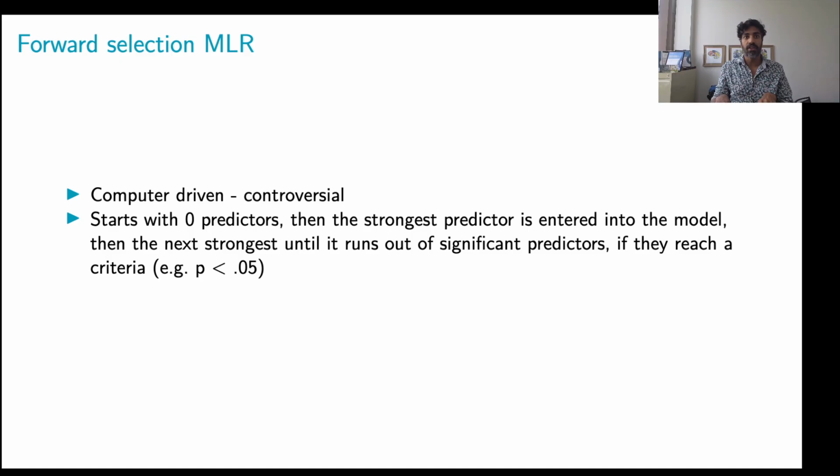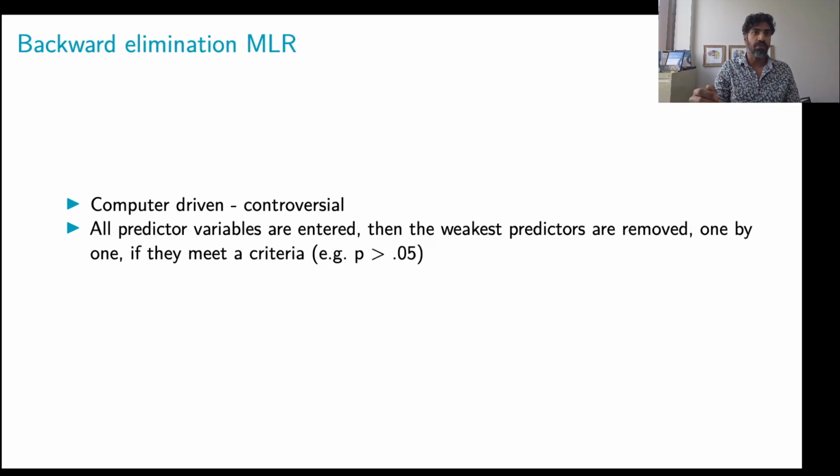But it starts with zero predictors, and the strongest predictor is entered into the model, then the next strongest predictor, until it runs out of significant predictors if they reach criteria. And so the p-value could be 0.05. So it'll just keep adding predictors that are significant until it's no longer significant, no further predictors.